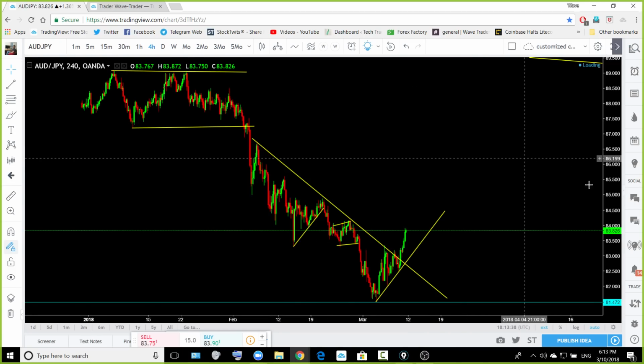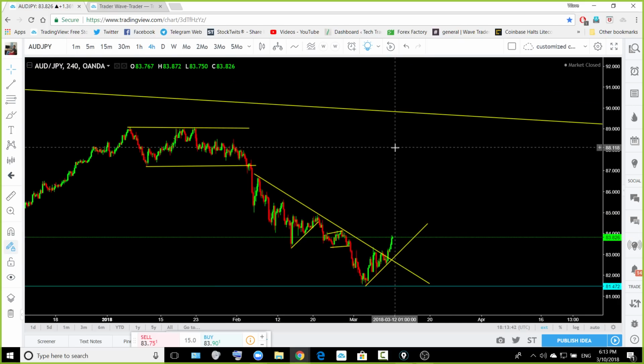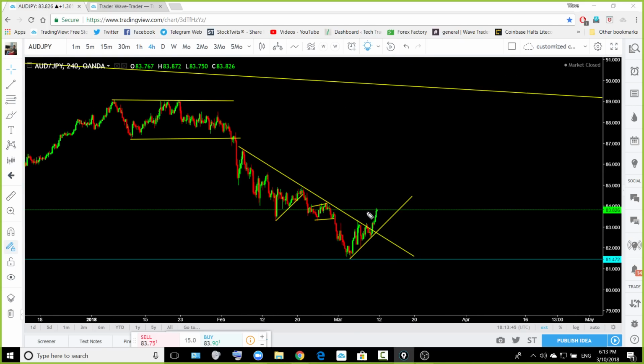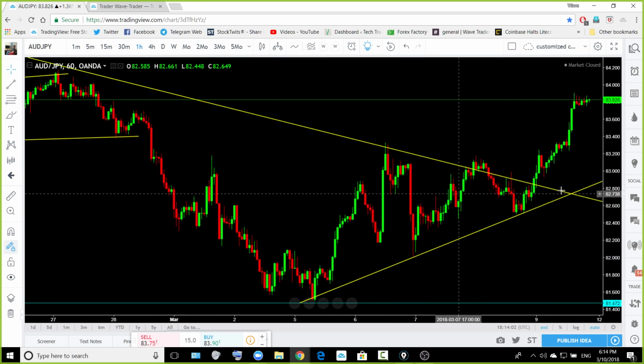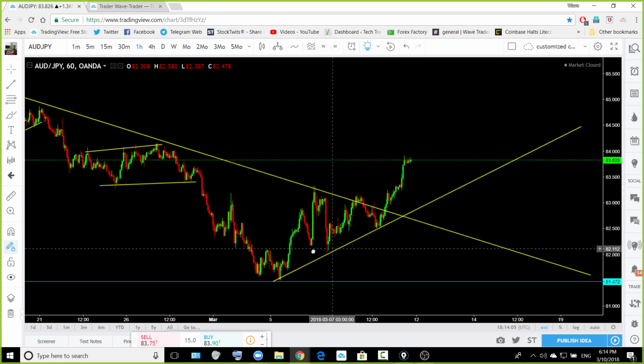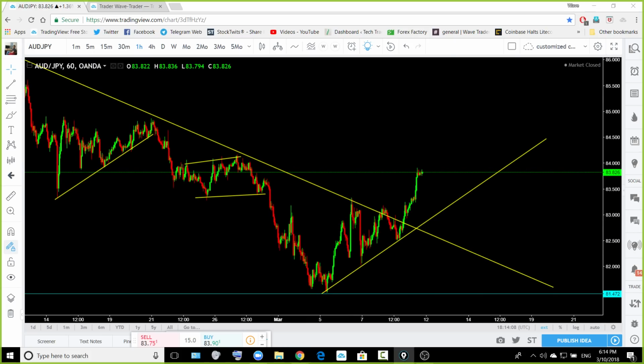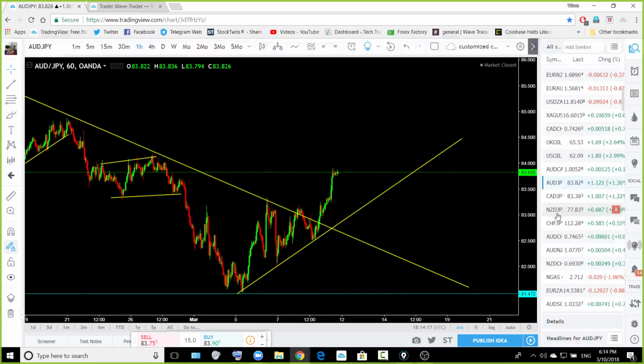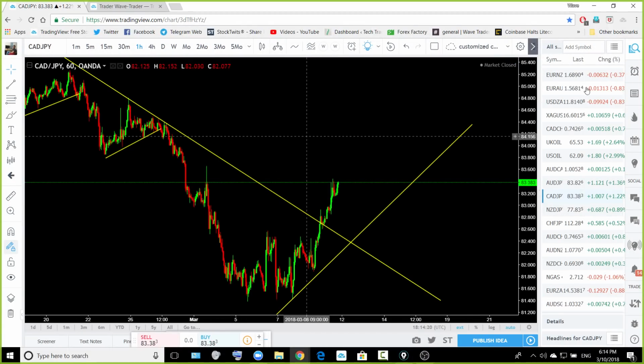Alright, so Kiwi Yen, Uzi Yen, watch correction and keep buying. Correction, keep buying. Correction, keep buying. At any time when this corrective wave is going to break down aggressively, watch correction and sell. Let me show you the 1 hour time frame. Watch that correction, buy. If it is going to break down, watch correction, sell. Same here on the CAD Yen.